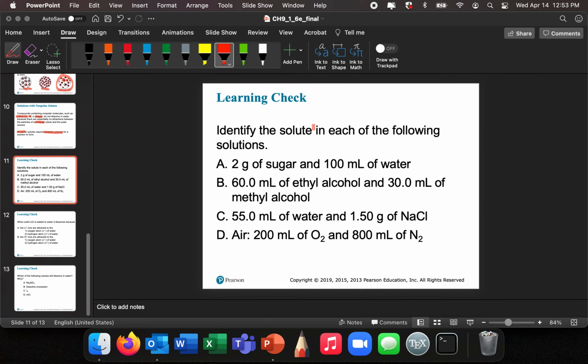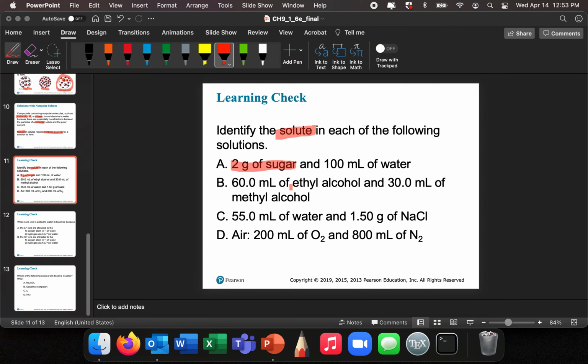Okay, so I'm going to suppose that you did pause the video. I'm looking for the solute, and I've got 100 mils and 2 grams, so that is clearly the smaller amount, right? Because remember, water is 1 gram per mil. That's 100 grams, essentially, of water. So there's way less sugar, and that is going to be the solute.